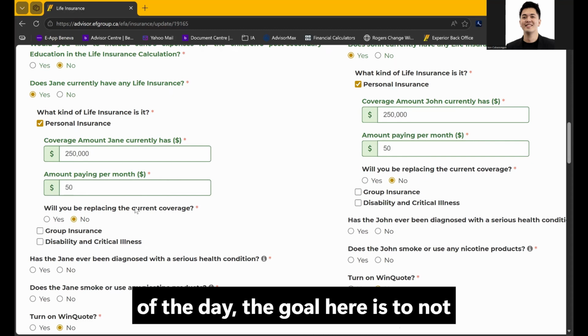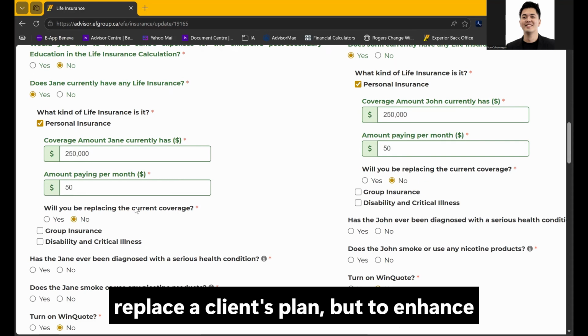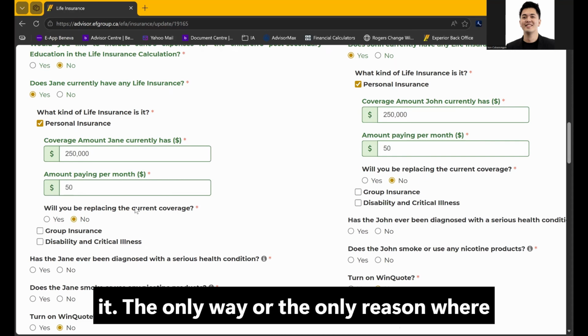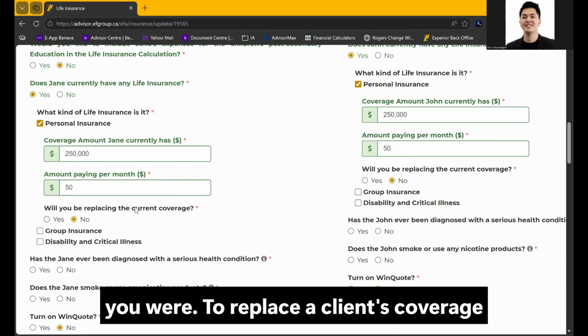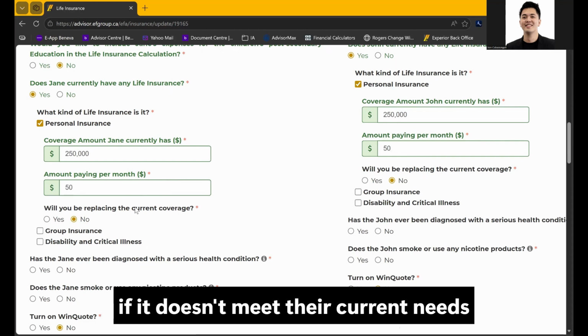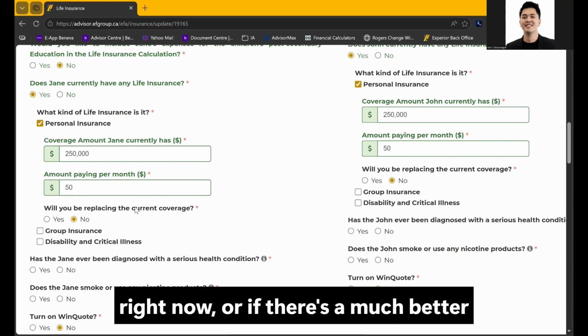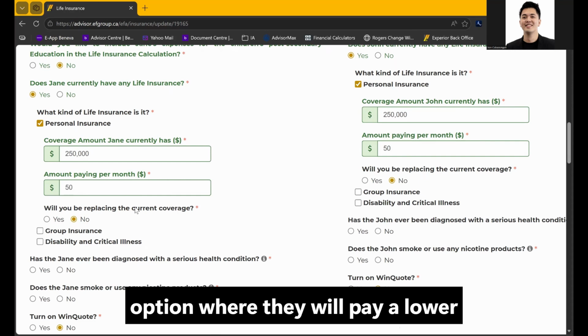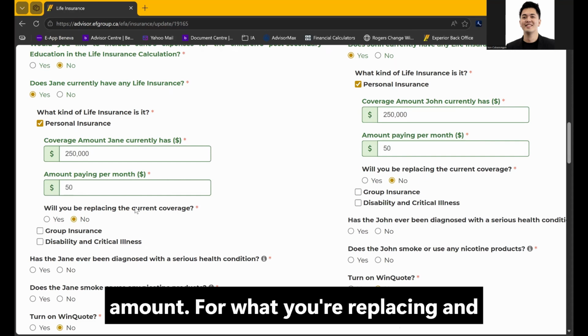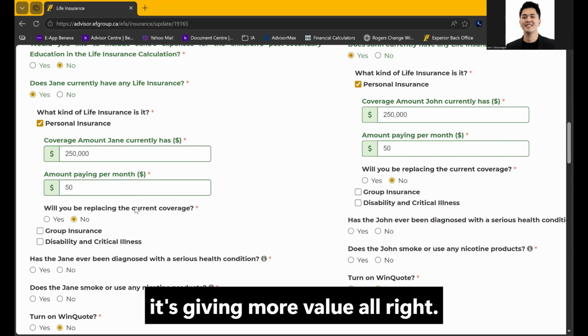Because at the end of the day, the goal here is to not replace a client's plan, but to enhance it. The only reason where you were to replace a client's coverage is if it doesn't meet their current needs right now, or if there's a much better option where they will pay a lower amount for what you're replacing and it's giving more value. All right.